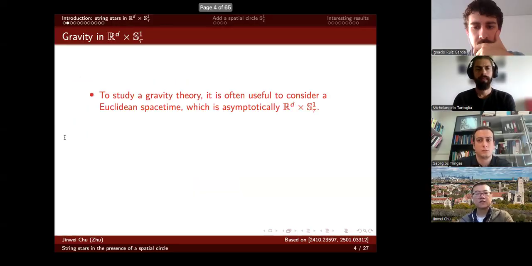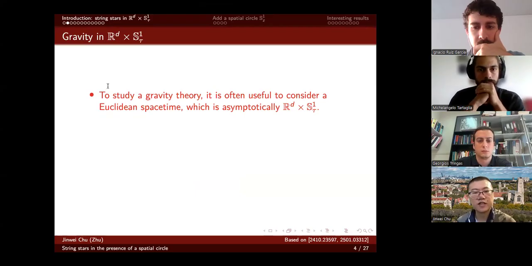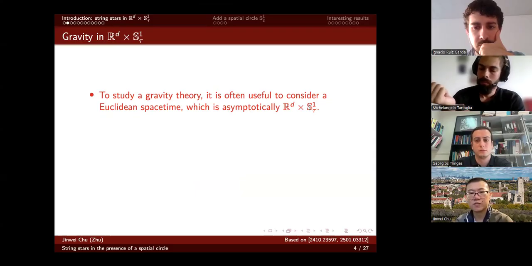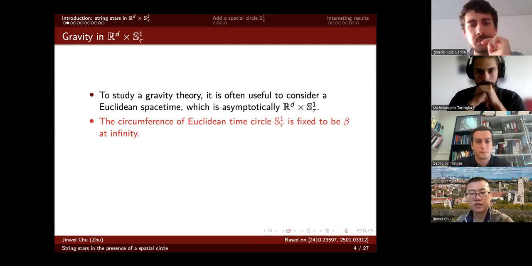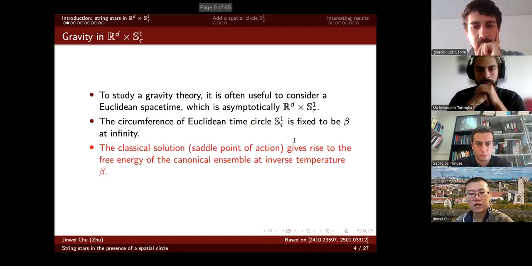So let me first say a few words about this Rᵈ cross S¹. To study gravity theory, it is often useful to consider a Euclidean spacetime which is asymptotically flat with the Euclidean time circle compactified. At infinity, the circumference of this Euclidean time circle is fixed to be some value called beta. And under this boundary condition, the classical solution, which is the saddle point of the action, gives rise to the free energy of the canonical ensemble at a temperature equal to this value beta.